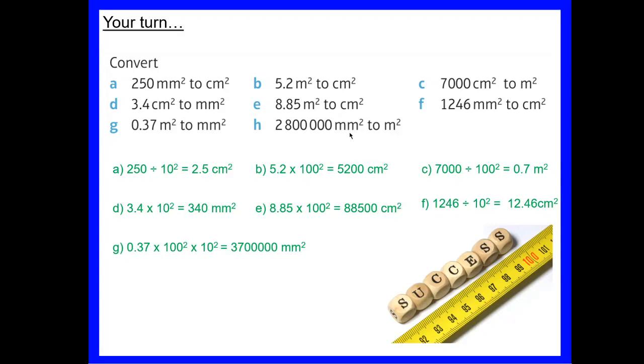And the same with H. H, we're going the other way. We're going from millimetres to metres. So we've got to go from millimetres to centimetres first and centimetres to metres. So we have got our 2,800,000. We're going to divide it by 10 squared. That takes us to centimetres. And then we're going to divide by 100 squared to get to metres, which gives us 2.8 metres squared. Make sure you've marked those and you're happy with those before you move on.